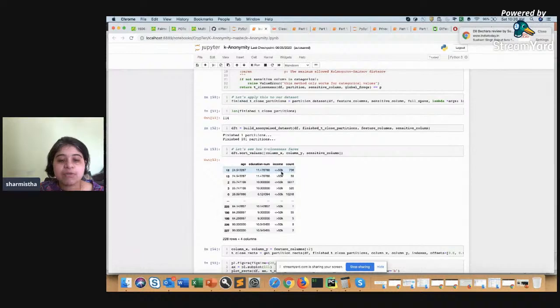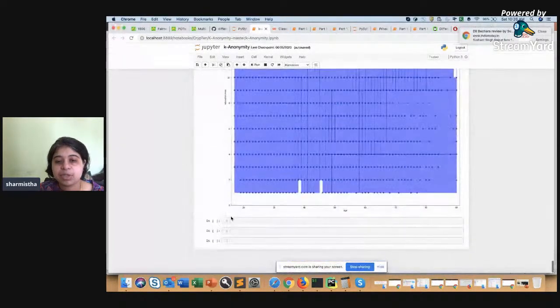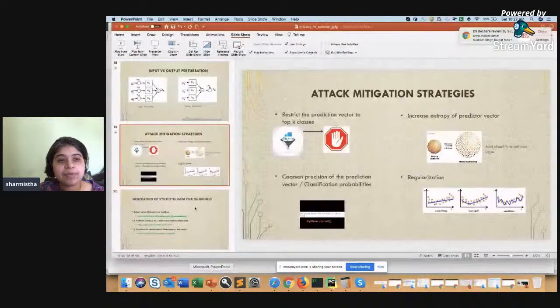So there are different partitions, not just one. There is a larger number of members here, and age and education are very close. So more granular partitions are available for T closeness. So let's go back to the slide.